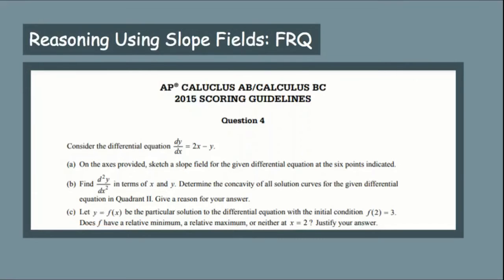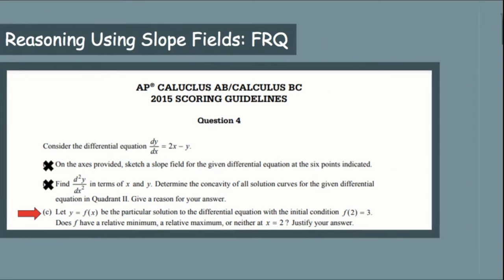This is a 2015 FRQ, and it was question 4 for both AB and BC. And so the question starts off by saying, consider the differential equation dy dx equals 2x minus y. For this question, we're really just going to focus on the last part, C. Let y equals f of x be the particular solution to the differential equation with the initial condition f of 2 equals 3. Then we're supposed to find if this point of f has a relative minimum, maximum, or neither.